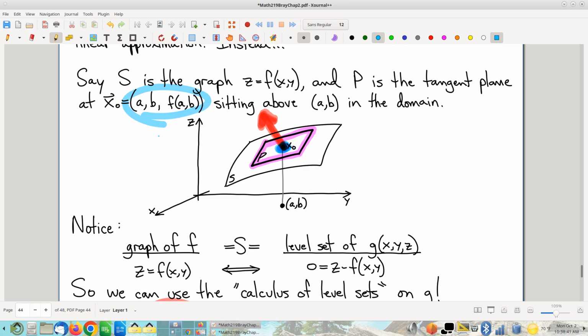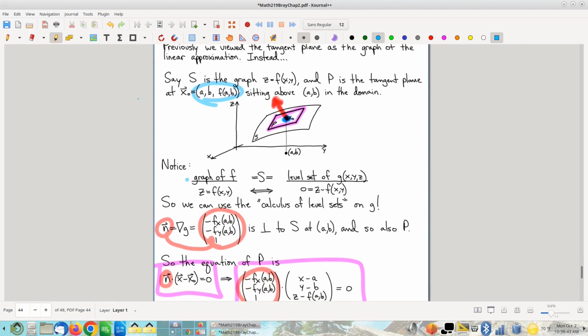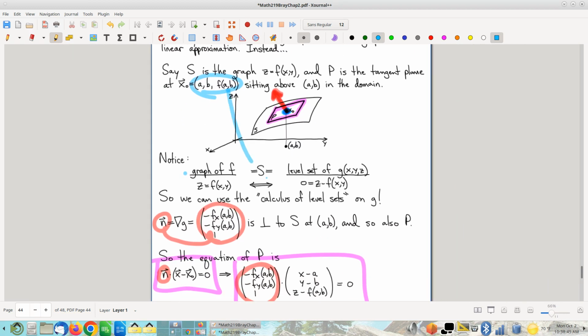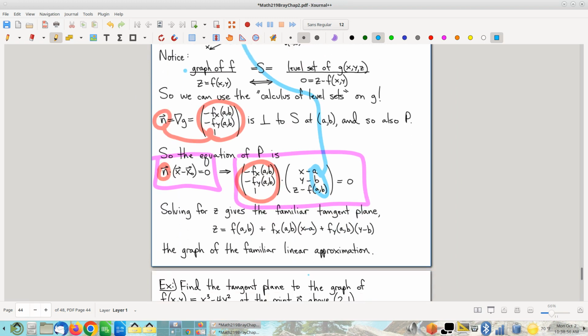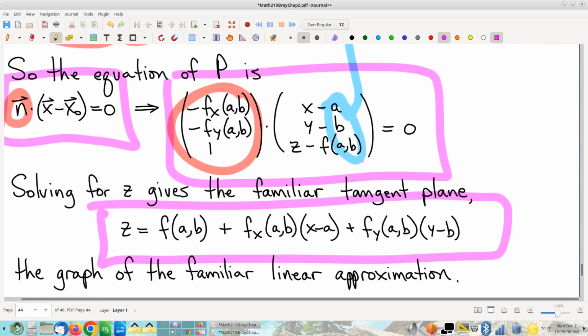Oh, can I get this? Okay. So that is what goes there. And then dot it out, move terms around. Again, this is very readable. I want y'all to wade through the rest of this. And what comes out for the equation of that tangent plane is this very familiar formula down here.